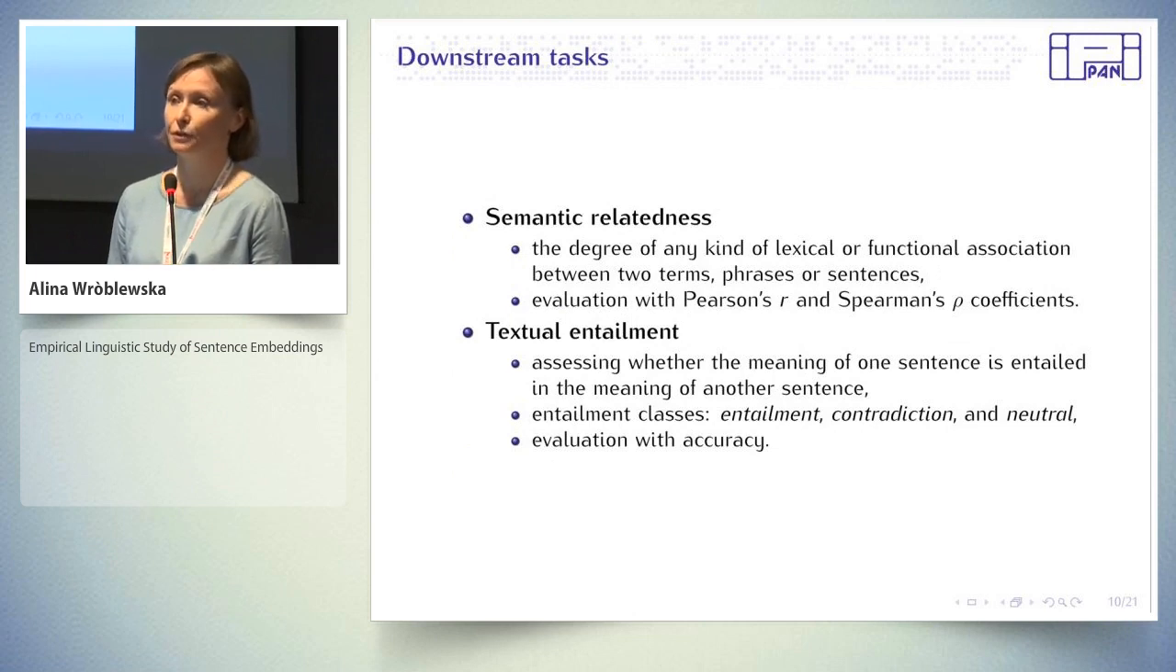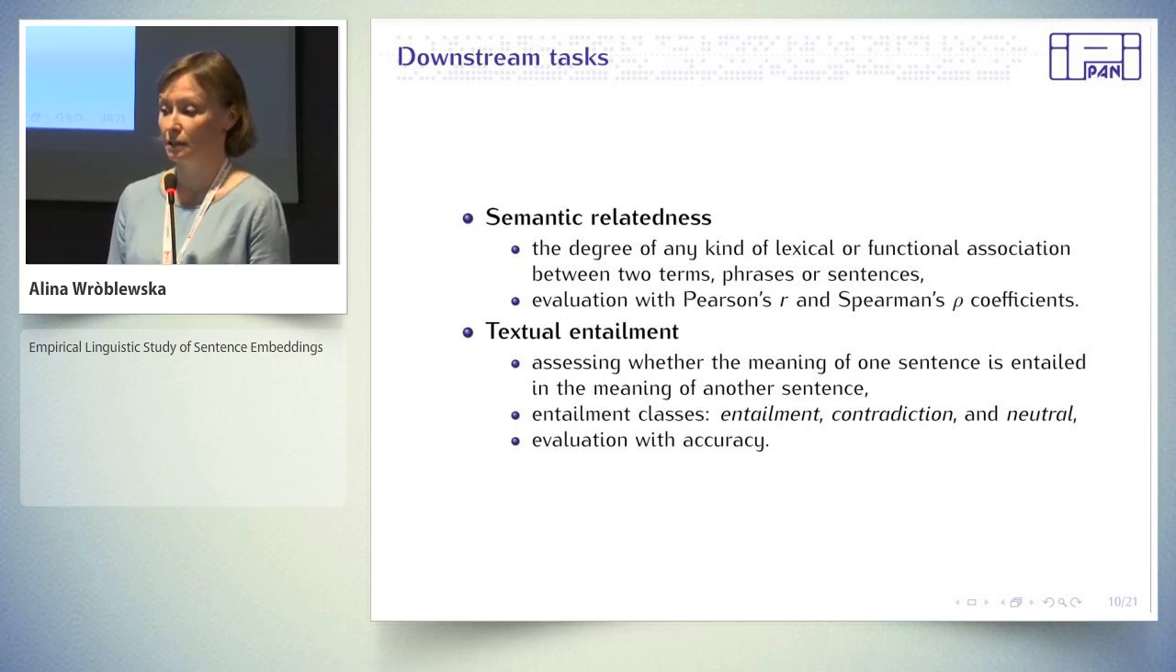Okay. Apart from those probing tests, we also have two downstream tasks: semantic relatedness and textual entailment. Semantic relatedness is just measuring the degree of any kind of association between two sentences in this case. The predicted relatedness score is evaluated against manually assigned scores, and they are evaluated with Pearson's or Spearman's coefficients.